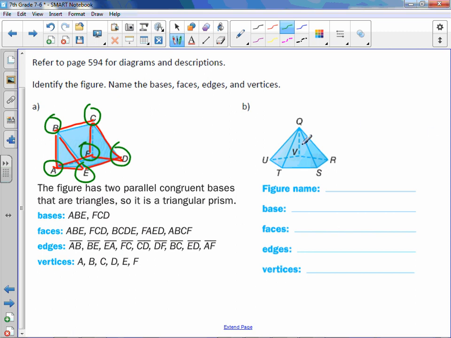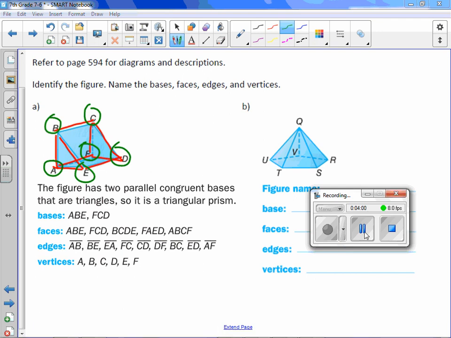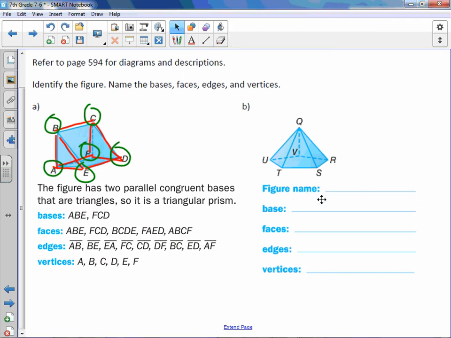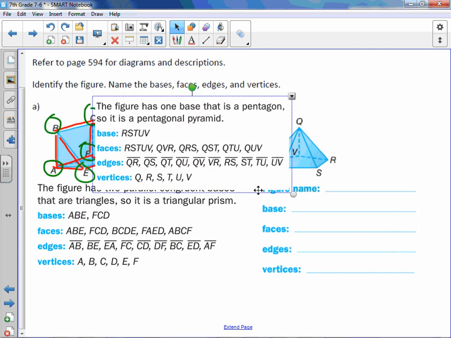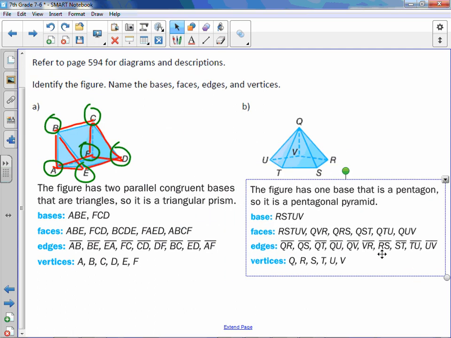Letter B has one base that is a five-sided figure, so pentagon. So this is a pentagonal pyramid. So again, I'm going to put up what everything is, and we'll talk about it.